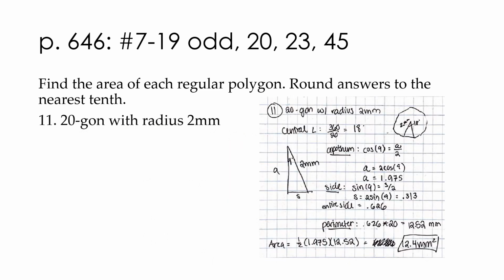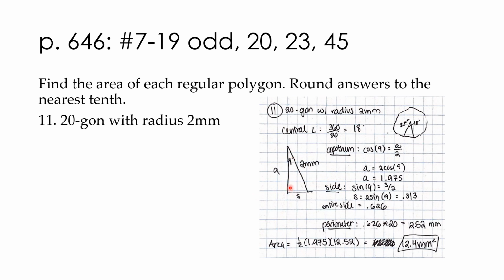On number 11, this is one that I tend to get a lot of questions about because the numbers are really, really small. This is talking about a 20-gon with a radius of 2 millimeters. So here's my 20-gon, obviously. My central angle, if I take 360 and divide it by 20, is 18 degrees, right? So if I draw in my radii, and my apothem, which I have like a zoomed in version here, right?